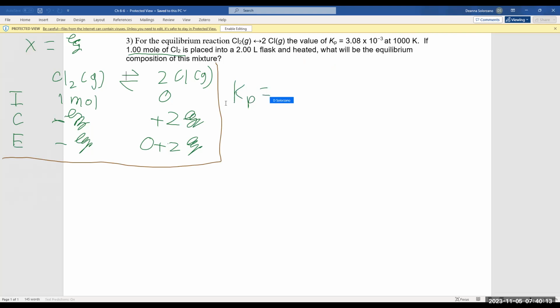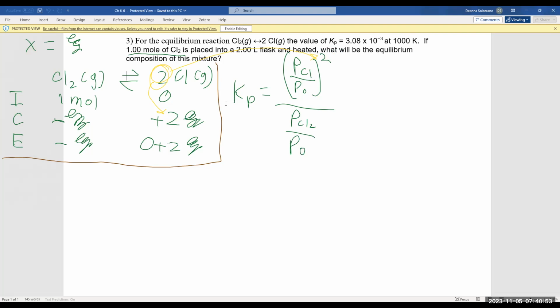It's gonna be product over reactant. So it should be P of Cl over P naught squared, because of the 2 here. So that 2 makes it the 2 there, and then also we just squared up there. And then that's going to be over PCl2 over P naught.